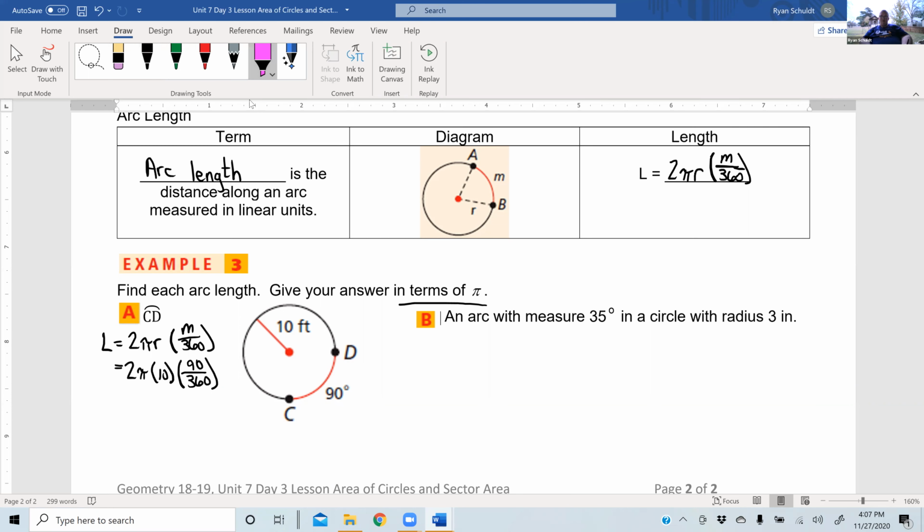Again, if you're using your calculator, do not put pi in. Put everything but the pi. 2 times 10 times 90 over 360. It's going to give you 5 pi for your length, arc length, and we're going to be in feet. So the arc length is 5 pi feet.